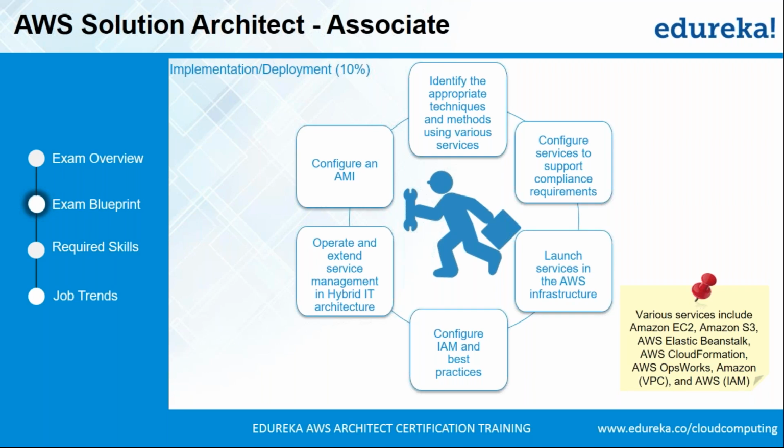Then configuring services to support compliance requirements. So if there's an application and it has certain requirements, you have to configure your instance according to that, right? So you should be able to do that as well. Now you have to identify various techniques and methods that can be used to solve your use case using various services. Now these services would include, like over here we have pointed out, EC2, S3, Elastic Beanstalk, CloudFormation, OpsWorks, VPC, and IAM.